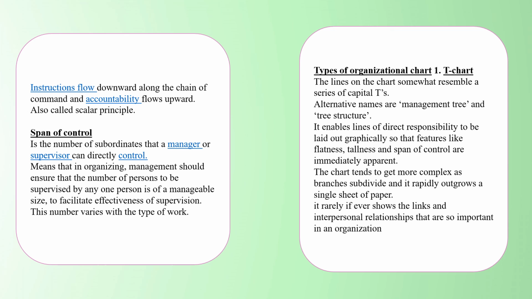Types of organization chart. First, we have the T-chart. The lines on the chart somewhat resemble a series of capital T's. Alternative names are management tree and tree structure, which enables lines of direct responsibility to be laid out graphically so that features like flatness, tallness, and span of control are immediately apparent. The chart tends to get more complex as branches subdivide, and it rapidly outgrows a single sheet of paper. It rarely, if ever, shows the links and interpersonal relationships that are so important in an organization.